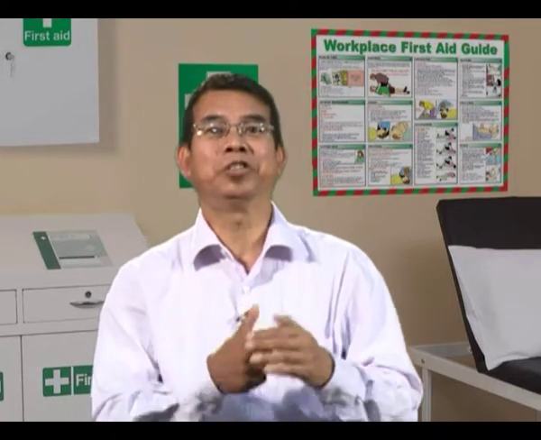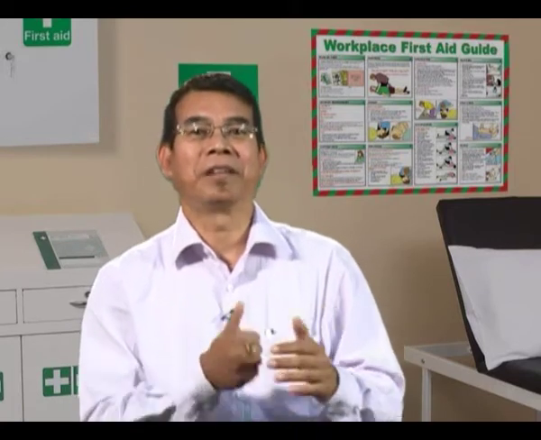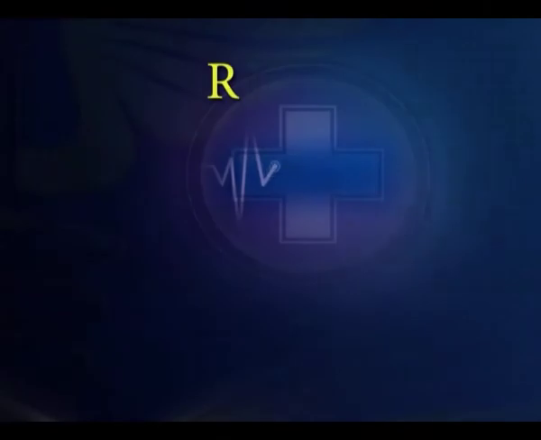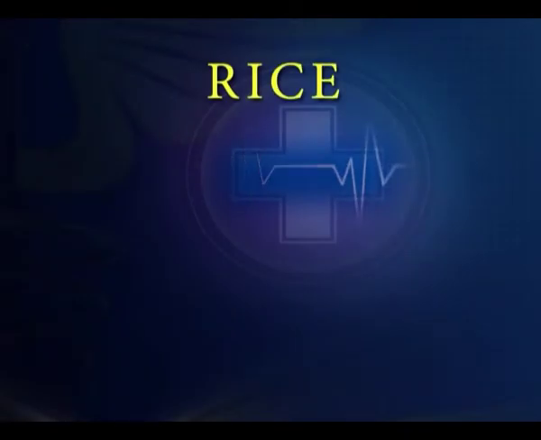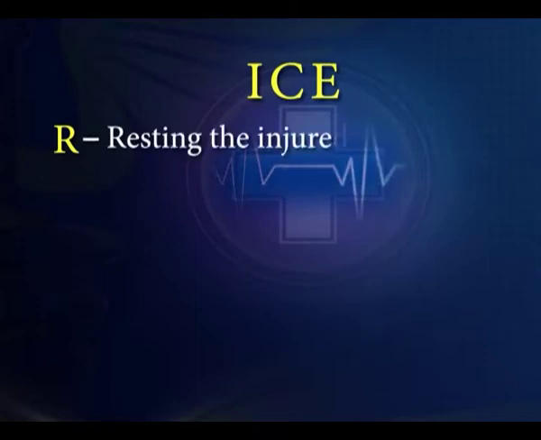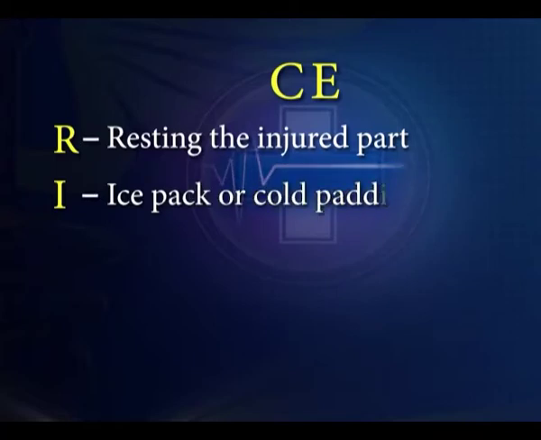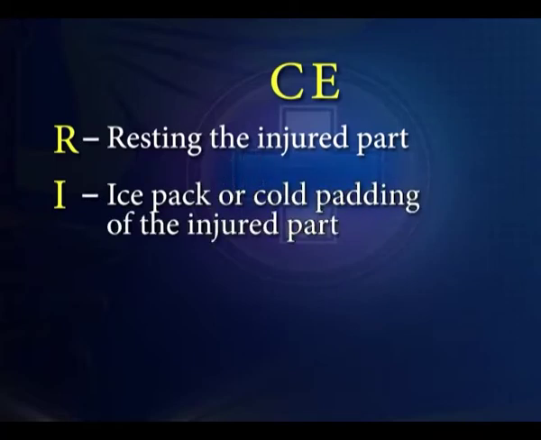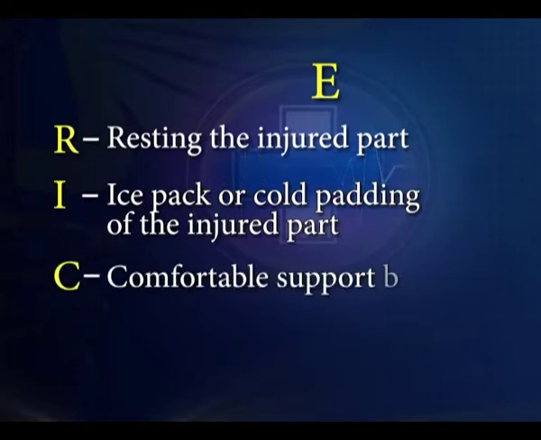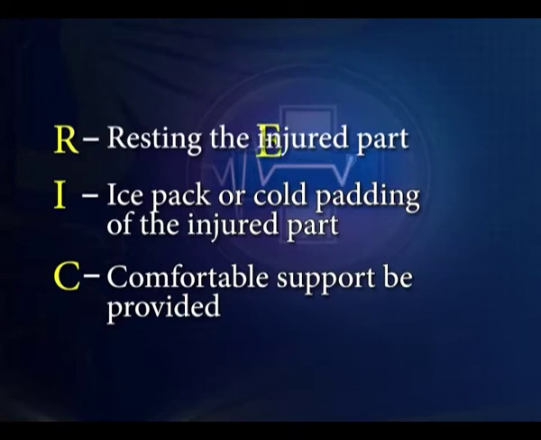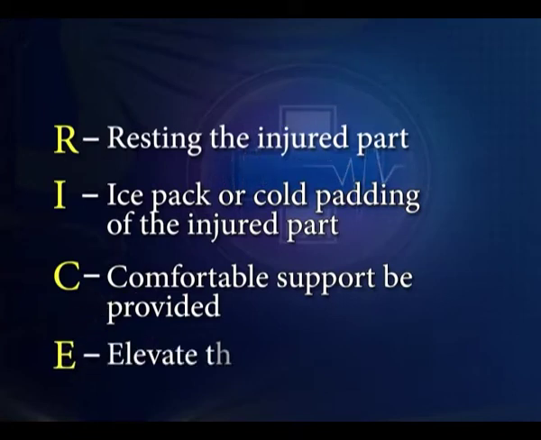So, the first aid for sprains and strains. The sprains and strains could be treated initially by the RICE procedure, where R stands for resting the injured part, I is the ice pack or cold padding of the injured part, C is a comfortable support to be provided, while E is to elevate the injured part.